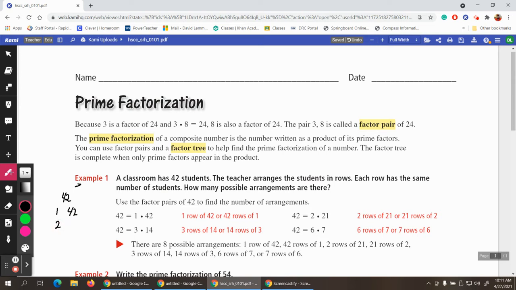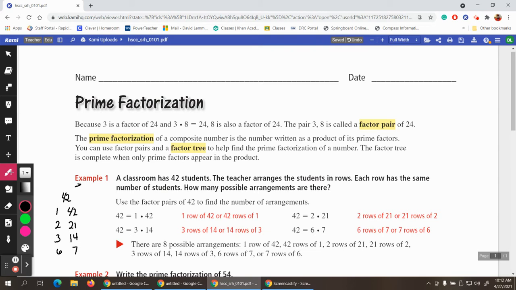2 goes into 42 21 times. 3 goes into 42 14 times. Let's see if 4 works. I'm just using a calculator. 42 divided by 4 is 10.5, so that doesn't work. 5 doesn't work because it doesn't end in a 0 or a 5. 6 works because 2 and 3 work. So if 2 and 3 work, then 6 works. So that is 6, and we know that is 7, and there are no fractions in between there.